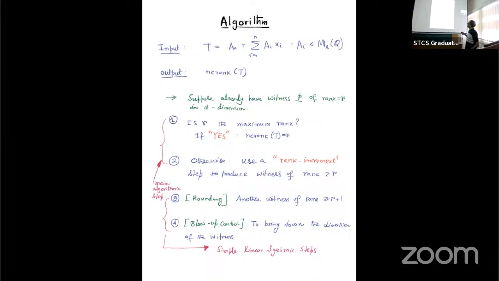This entire process I am repeating. This is only for one step of rank increment, then I will again try to increment the rank. I agree, but I'm saying among steps 1, 2, 3, and 4, suppose you start off with a witness of dimension D, which of these steps will increase the dimension?